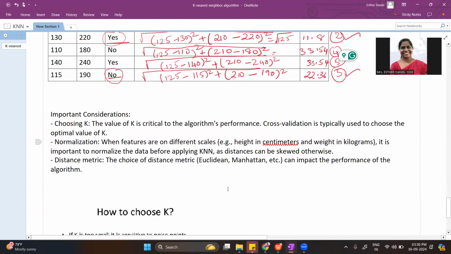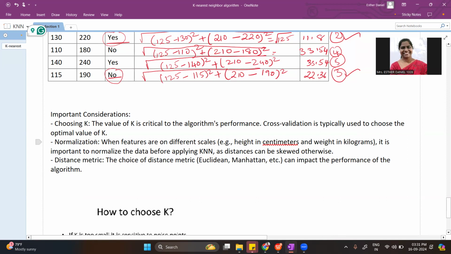So when we are classifying, we have to make sure that choosing K is one of the important tasks, and it is very critical, which will affect the performance of the algorithm. And cross validation is typically used to choose the optimal K value. Then we'll keep on validating to find an optimal value for K.